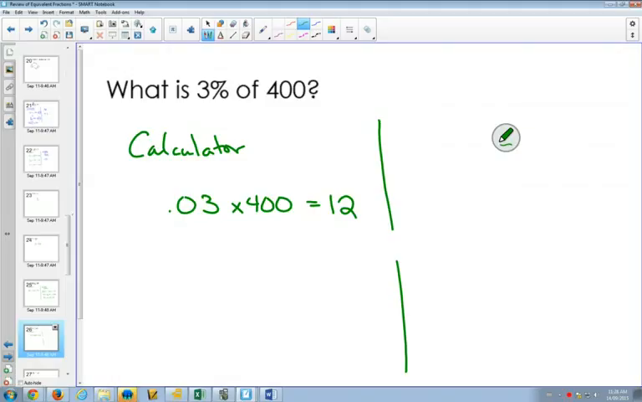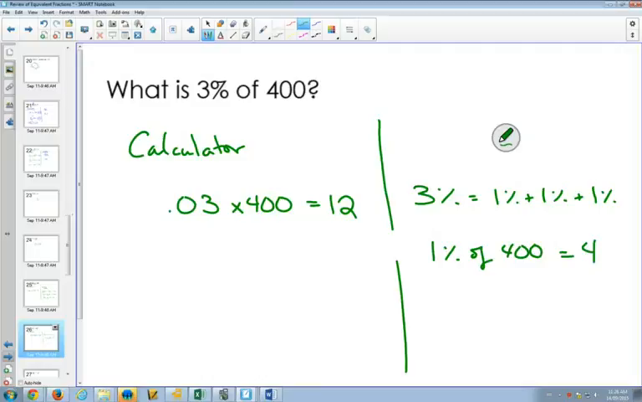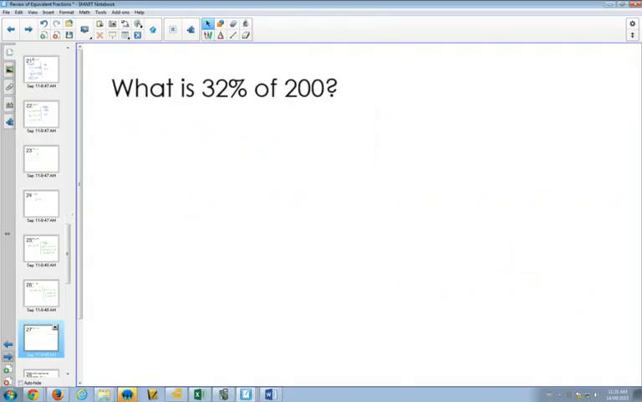If you wanted to figure this out, 3% is just 1% plus 1% plus 1%. And 1% of 400, if you move the decimal over twice, is 4. So if you had 3 of those, 3 times 4 is 12. So now you can figure out all sorts of percents if you'd like. 32% of 200. Try it with your calculator and try it on your own.